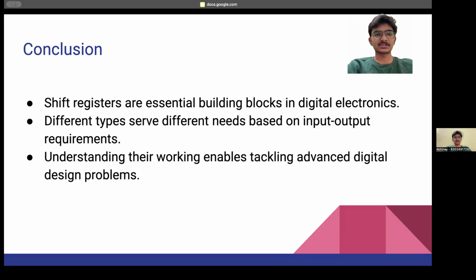Now I'll conclude the session with some important points. Shift registers are essential building blocks in digital electronics, and different types of shift registers serve different purposes. As we require different types of output, based on the requirement, we can use different types of shift registers. Understanding the working enables tackling advanced digital designing problems.